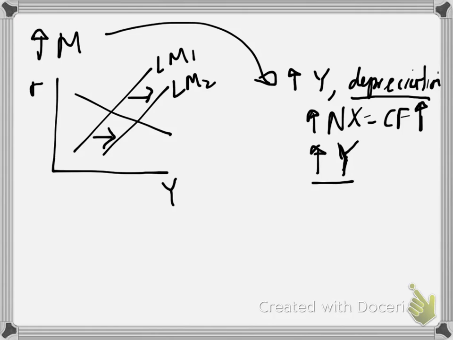So with a floating exchange rate in this large country case, monetary policy becomes more effective, and fiscal policy becomes less effective. And that's a very brief intro to the Mundell-Fleming extension of the ISLM model.